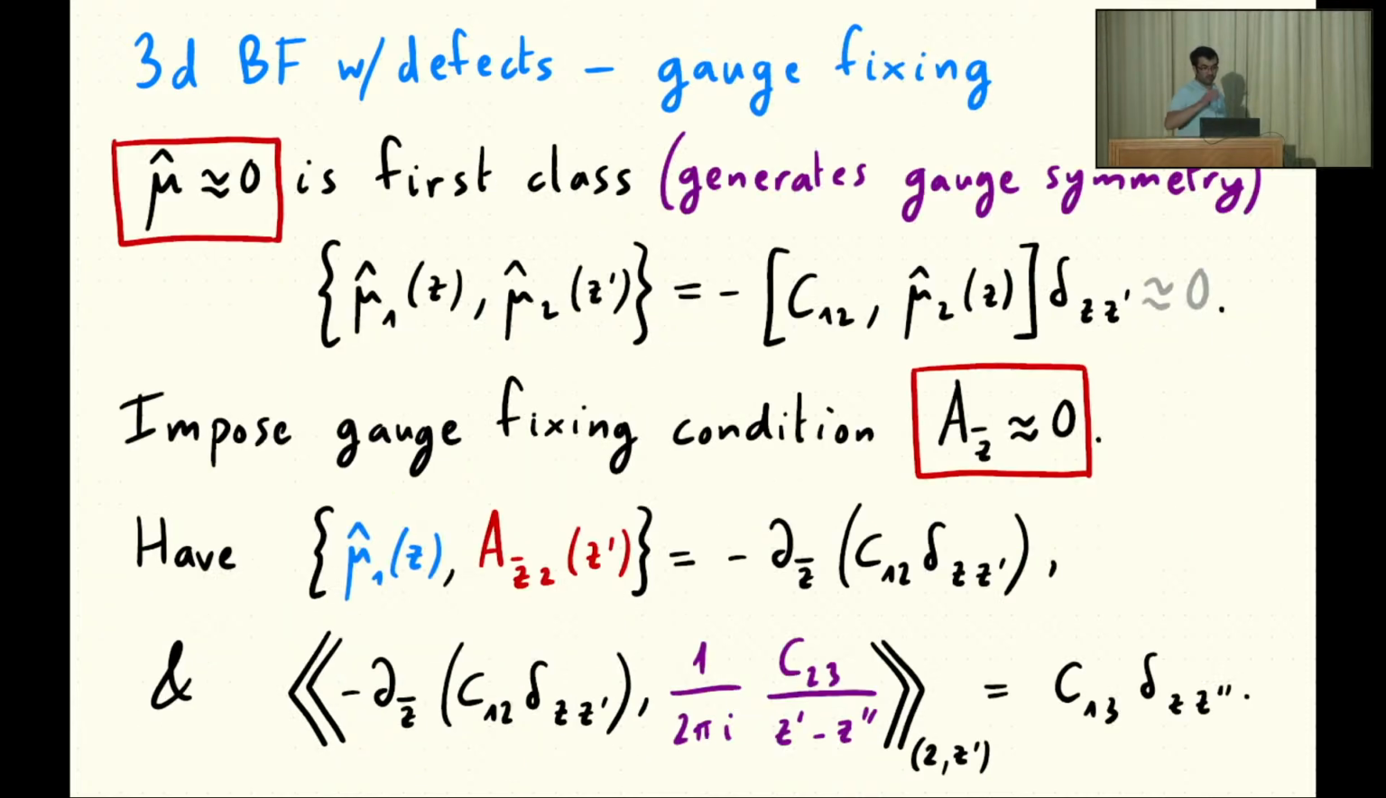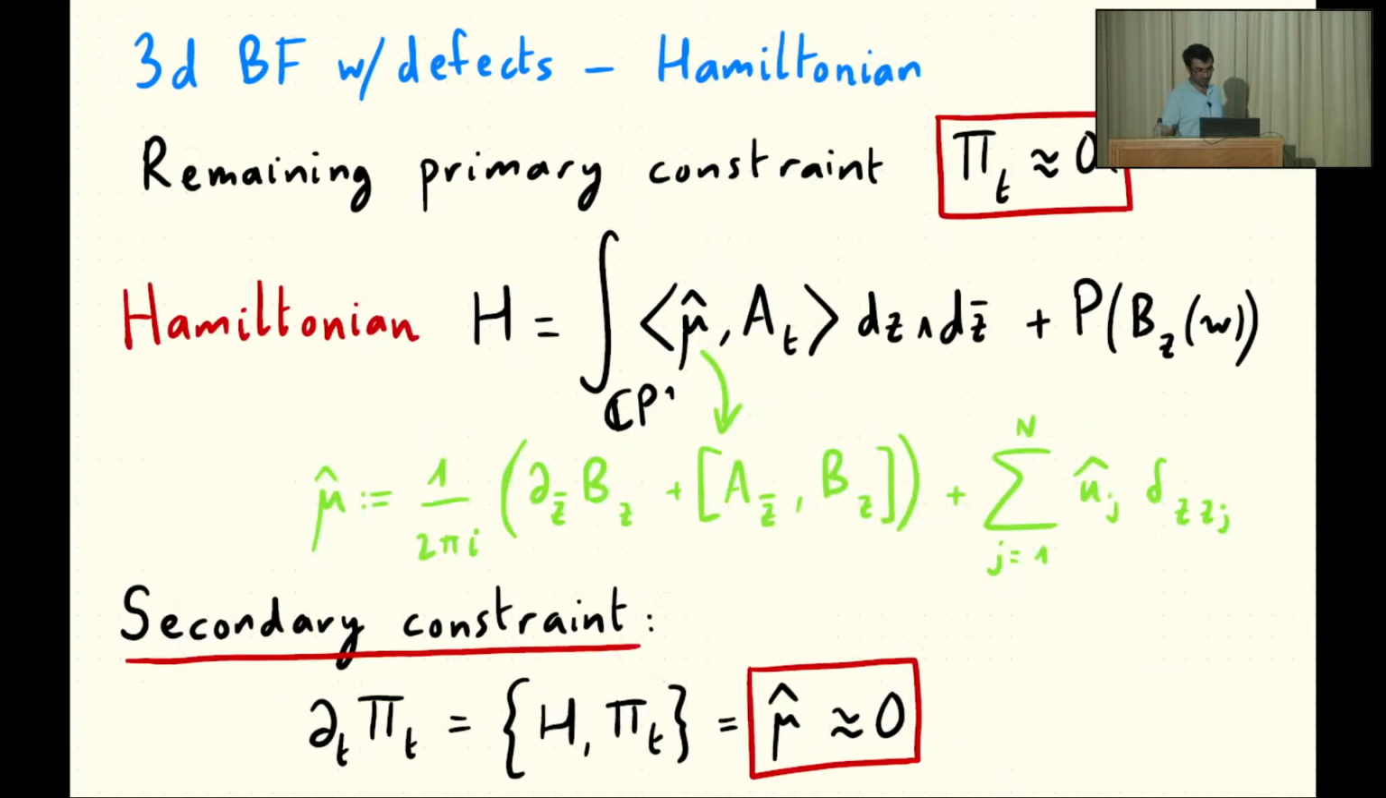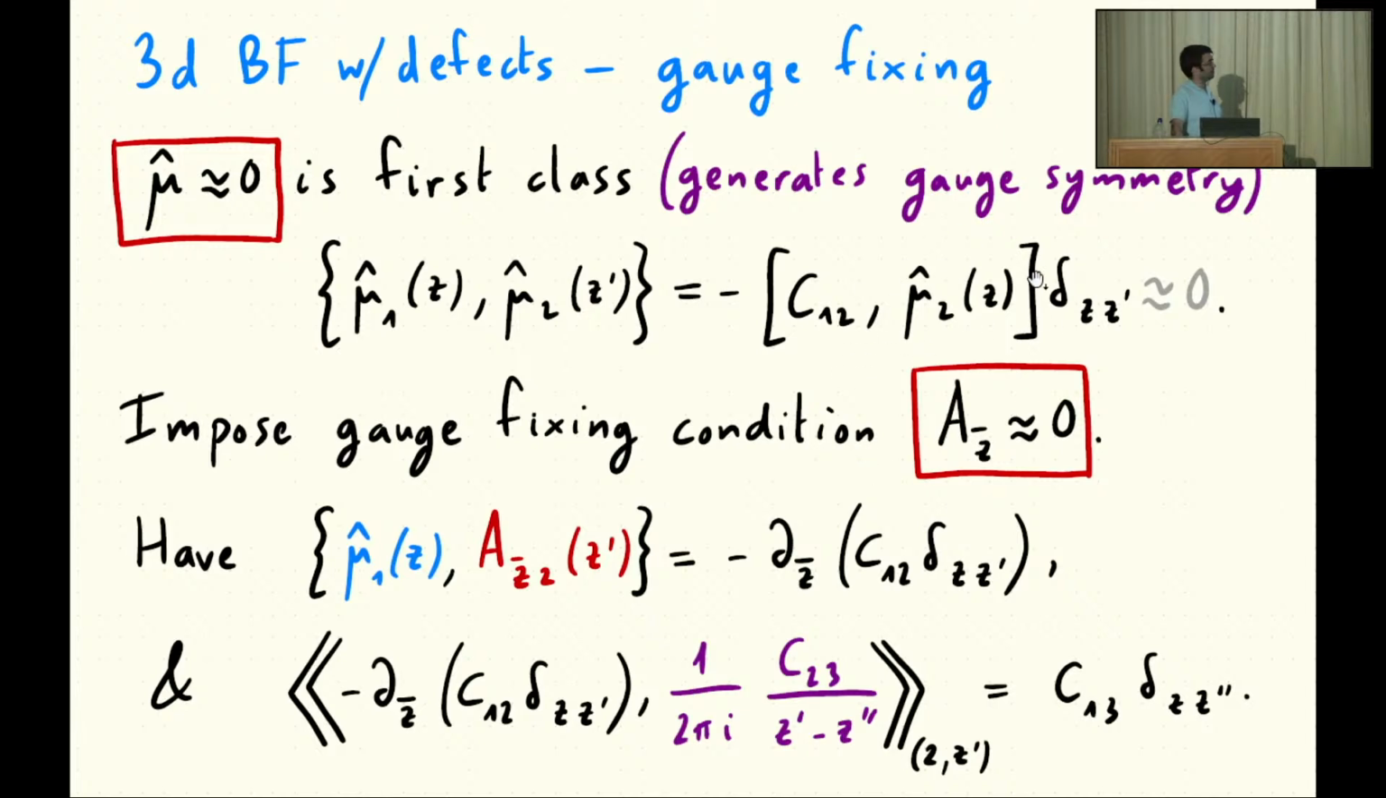So in fact, the reason that there's no tertiary constraints is because this mu is actually first class, meaning that the Poisson bracket with itself is proportional to the constraint mu hat again. So first class really means that it generates some gauge symmetry, and in fact, mu hat generates the gauge symmetry that we had before, which transforms the connection A as a connection and B by conjugation.